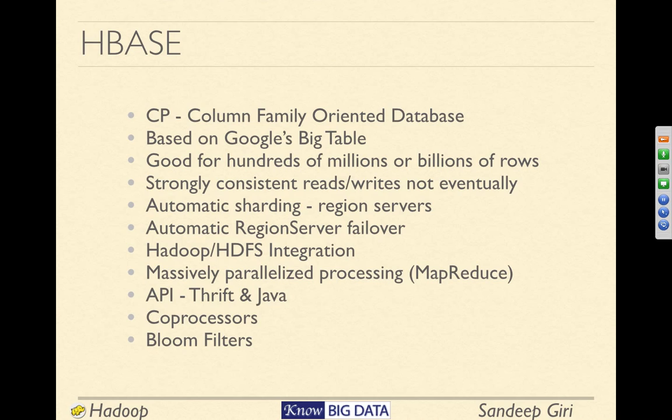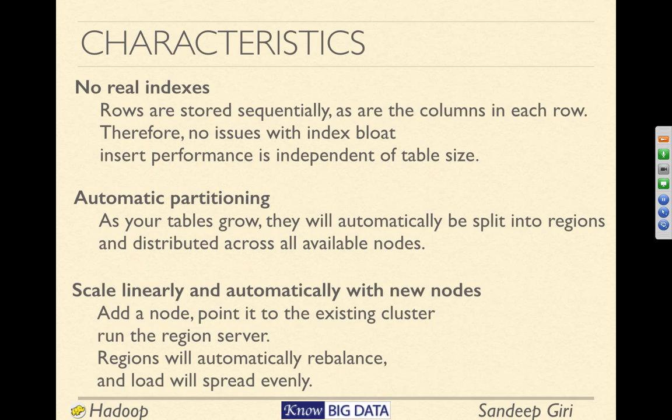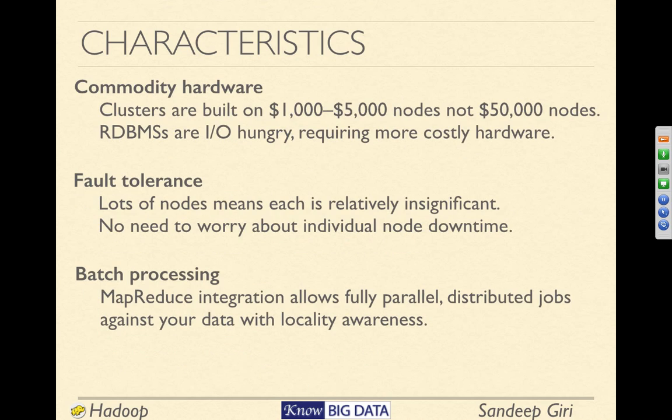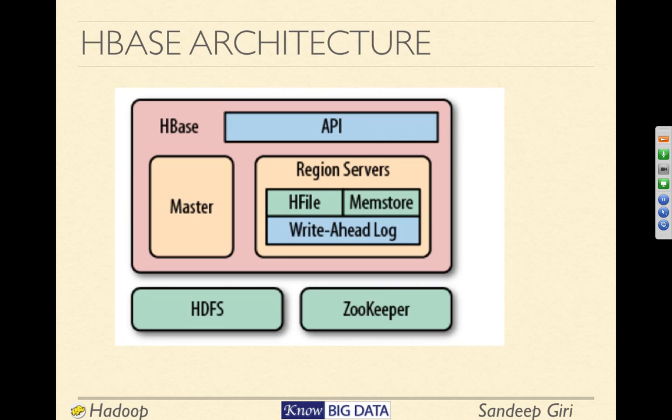Okay. Similarly, we have coprocessors. Coprocessors make it possible to run the code on the server side. Coprocessors are very much like triggers in a normal database. Then to make the search efficient in the HBase database, you have Bloom filters. We'll discuss all of these. And we'll skip this, we have already covered it.